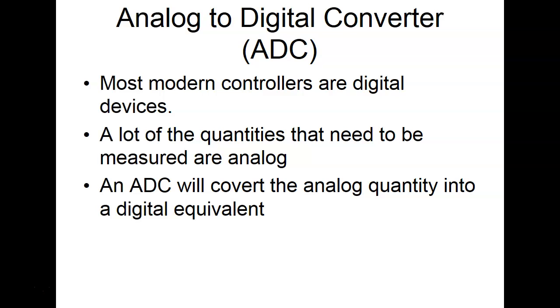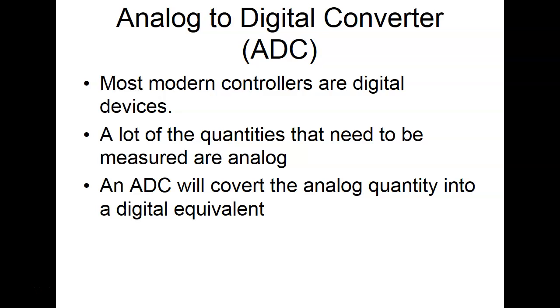Most modern computers or controllers are digital devices. A lot of the quantities that need to be measured are analog. So where do y'all run into an analog and digital converter here at the school? You have one. You had to buy one. Part of your test equipment. So it's a multimeter. Your multimeter is measuring analog devices, but it's displaying digital information, right?